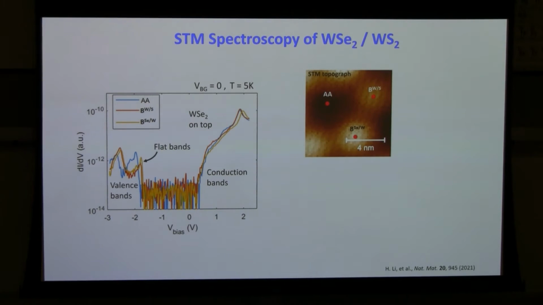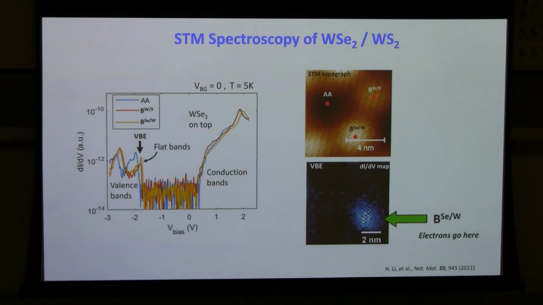And a nice trick that we can do with the STM is we can tune to a particular energy, let's say the valence band edge right there, and we can measure the wave function of electrons living at that energy. And that's what you see here. We call that a DIDV map. And notice how only one region is lighting up. This is the same region as here.